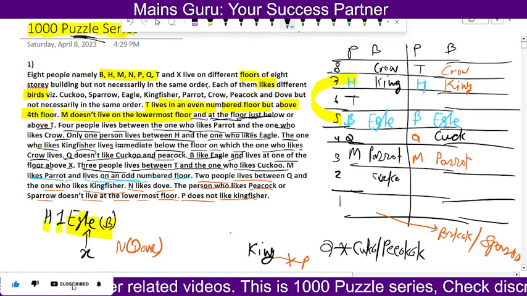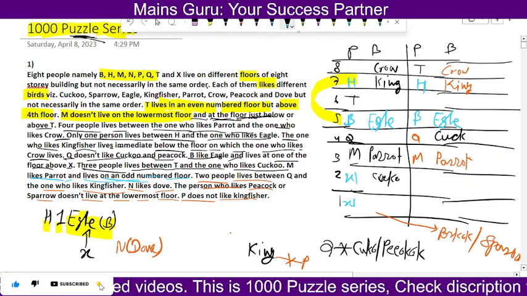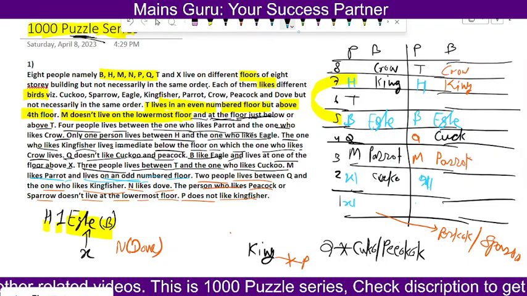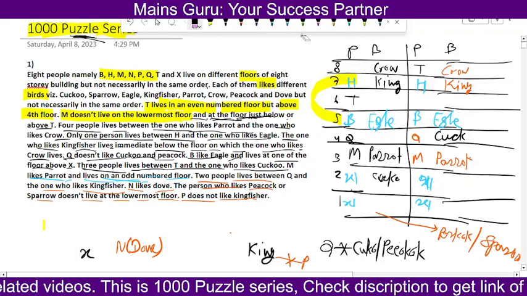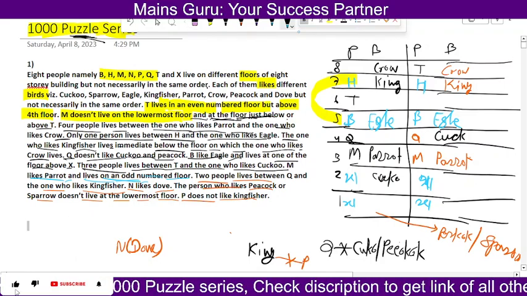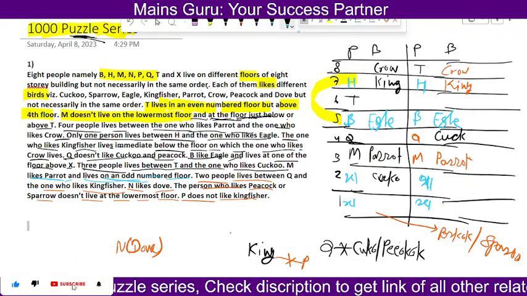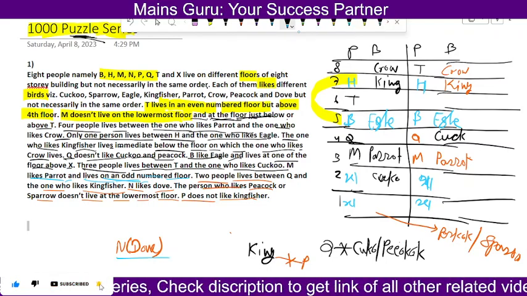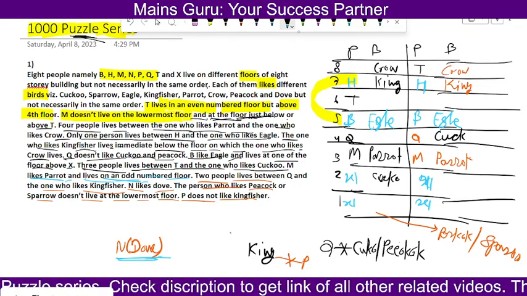And also B lies above X, so we will write X here, and now we can erase this condition. Now check the other condition. So we have used most of the conditions. Now what is left? Just try the remaining conditions one by one.